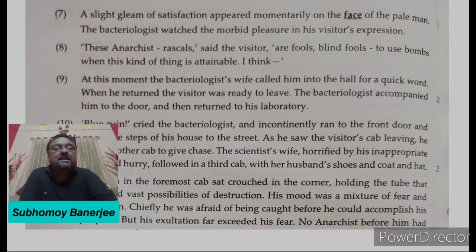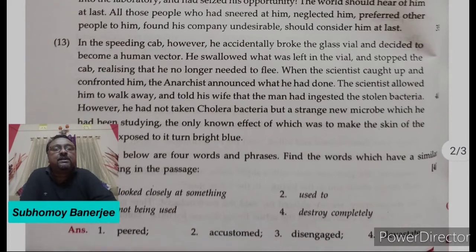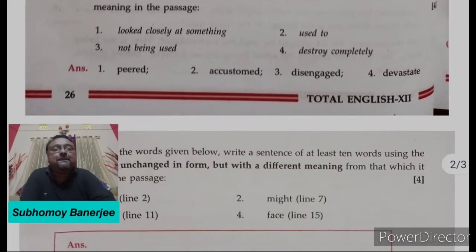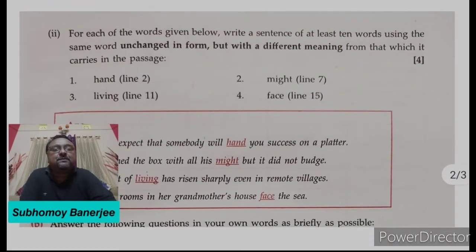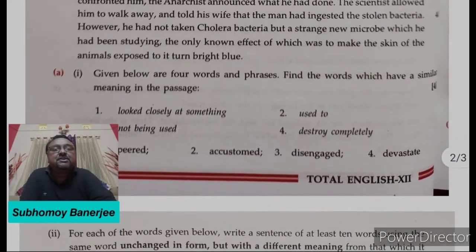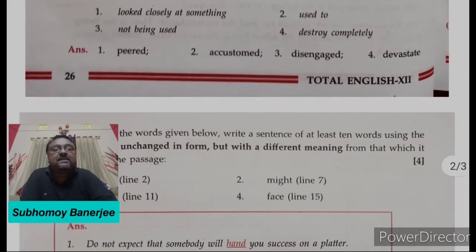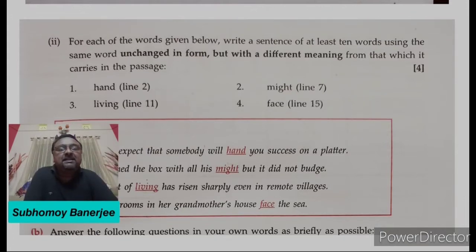So now there are 4 words here in bold letters and underlined. There are no other words in bold letters or underlined. Now let's try to see. First of all, I am going straight away to these 4 words. That is question number 2 in subsection A. Instead of question number 1, I am skipping to question number 2. I will come back to question number 1. So just look at this. Hand in line number 2, might in line number 7, living in line number 11, and face in line number 15. So what could be the alternative meanings of these words?